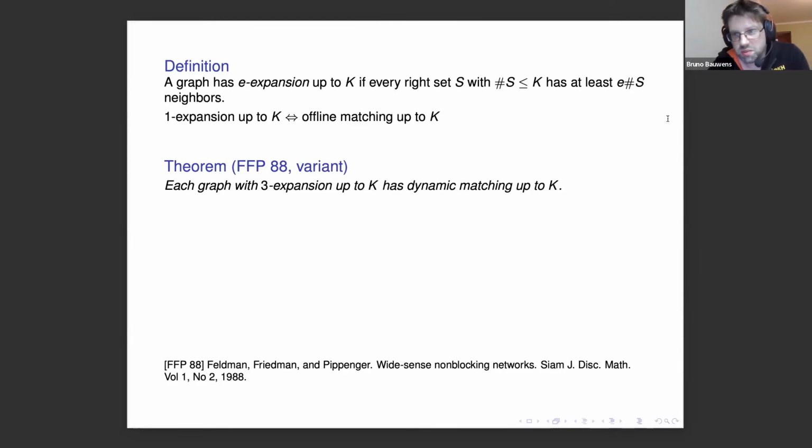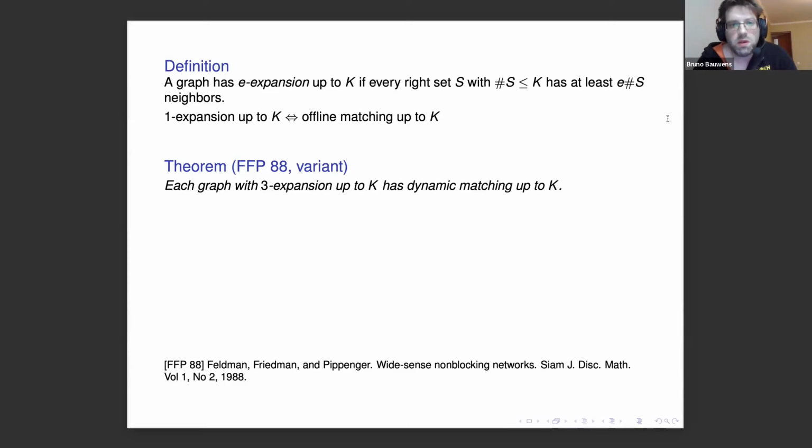First, what the literature says is that 3 expansion up to K means dynamic matching up to K. It's an old result from Feldman, Friedman, Pippenger in 1988. These people were working on switching networks, where expanders were introduced in the early 70s, if I'm correct, at least in the 70s. But it took until 88 until they made a connection with very important applications through this theorem.